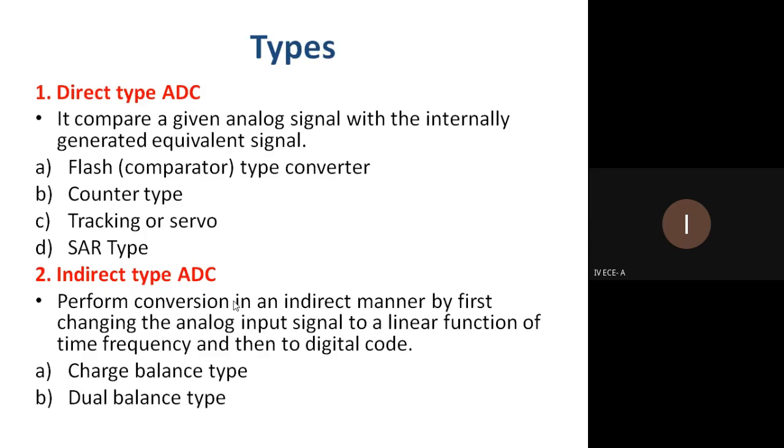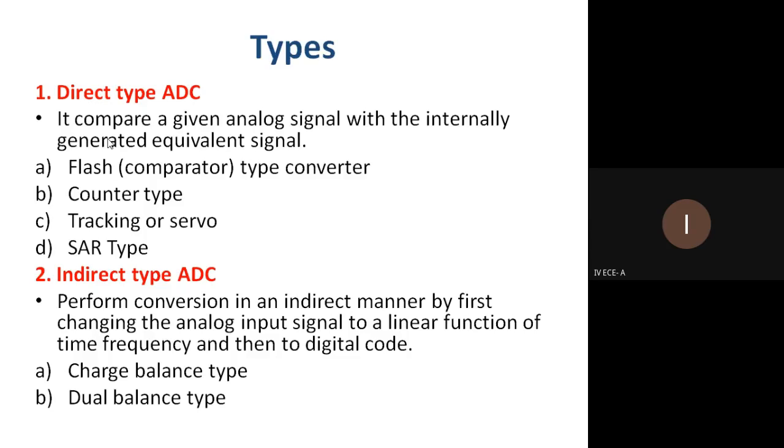Then there are two main types of ADC circuits. First one, direct type ADC circuit. Second one, indirect type ADC circuit. In the first, direct type ADC, it compares a given analog signal with an internally generated equivalent signal. There are four subtypes. First one, A, flash type or comparator type. B, counter type. Then C, tracking or servo type. D, SAR type. These are the direct types of A to D converters.